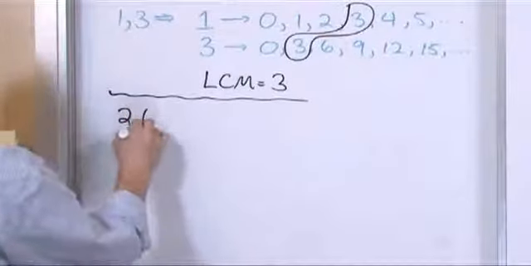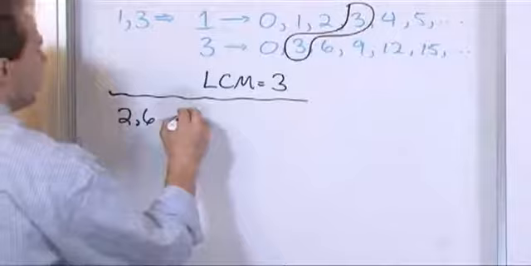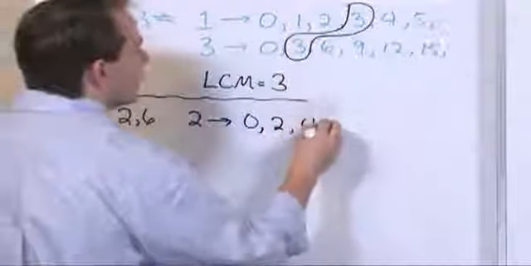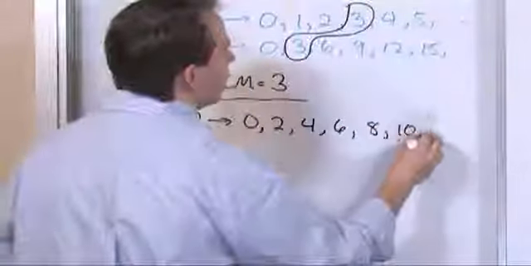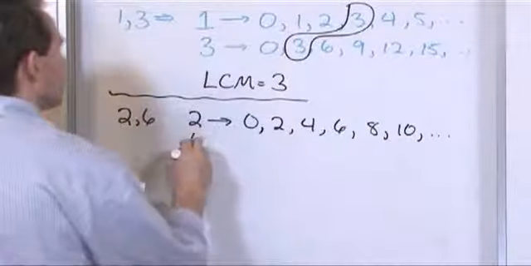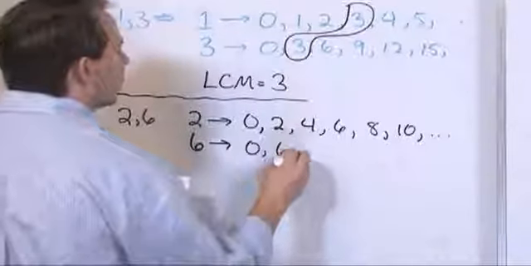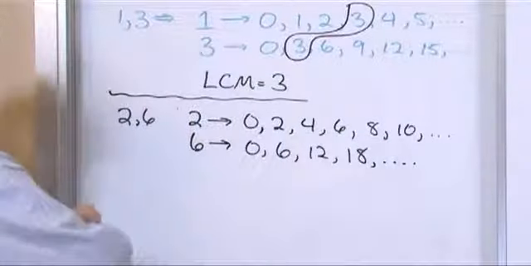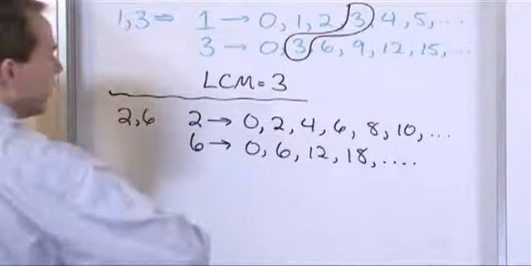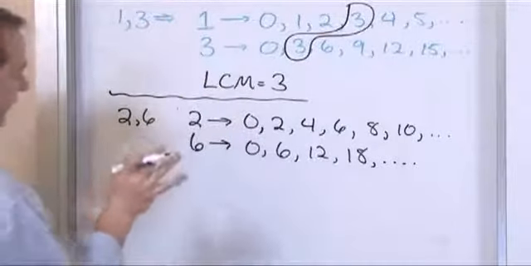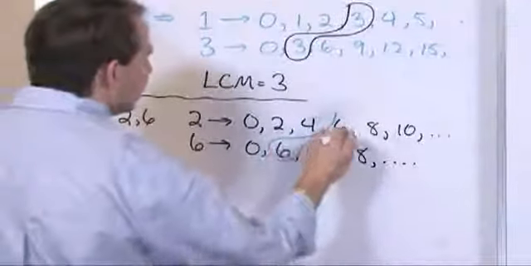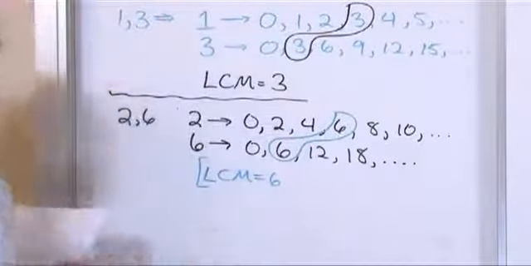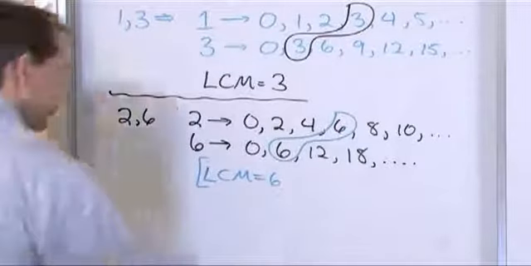What about 2 and 6? Well, we would write the multiples of the number 2 as counting by 2, starting with 0, 2, 4, 6, 8, 10, and so on. You can keep going on and on. Multiples of the number 6: 0, 6, 12, 18, and so on. You can keep on going. Now you look at both of these lists and you say, well, other than 0, what is the smallest number common to both? 6 is the smallest number common to both. So the least common multiple is 6.